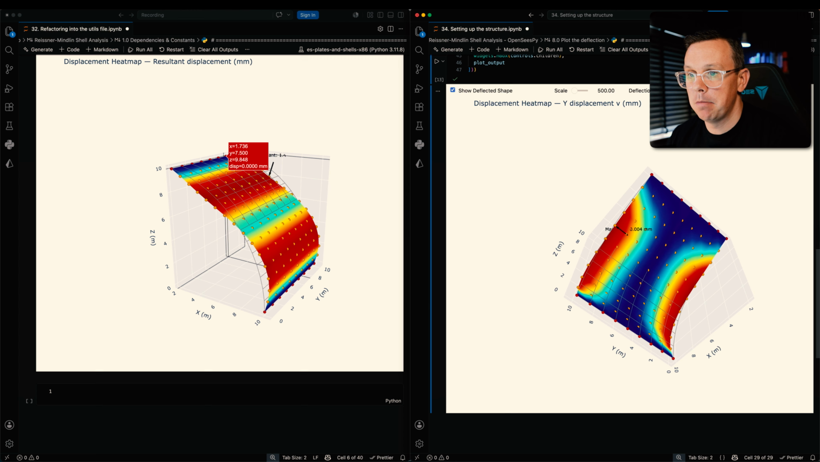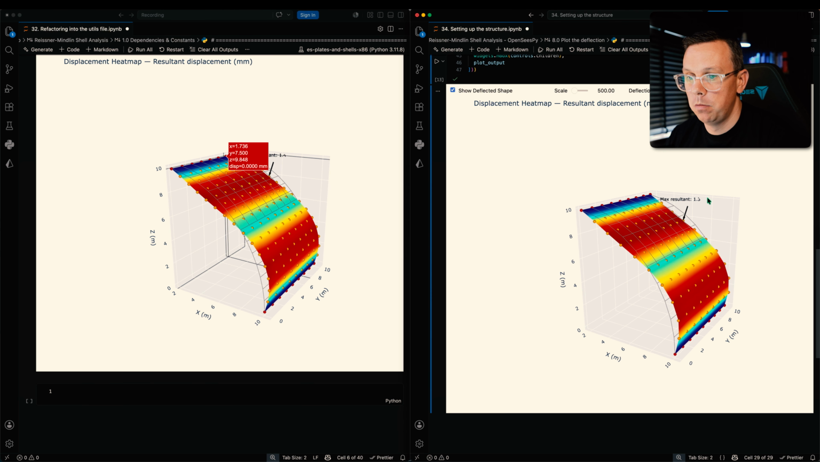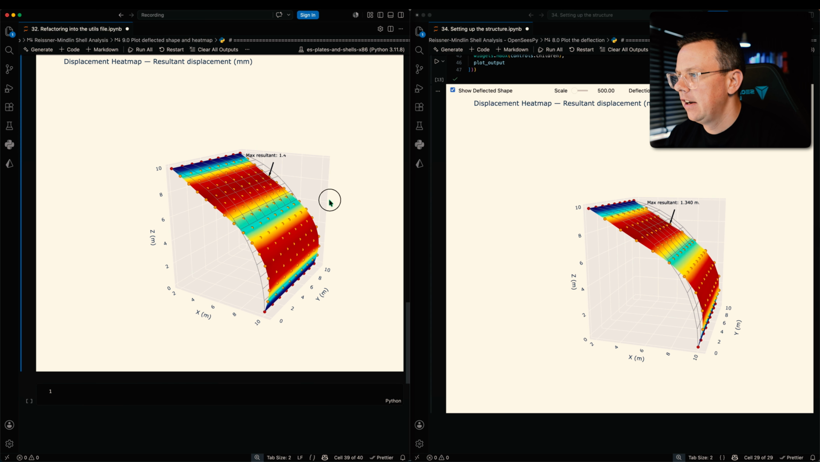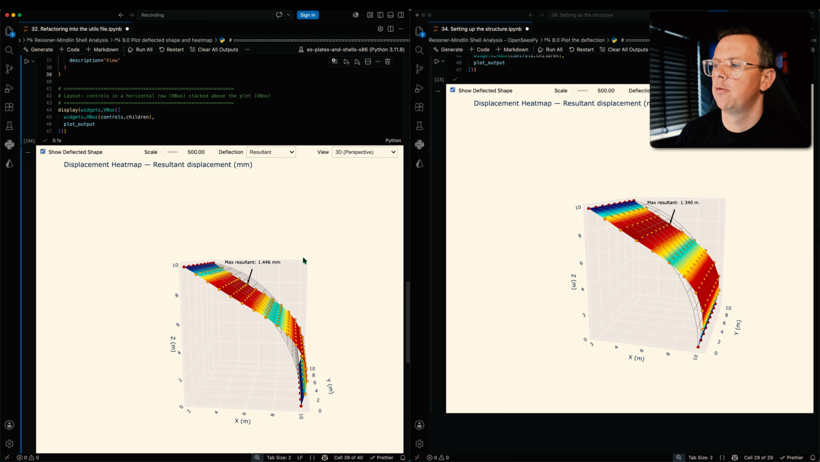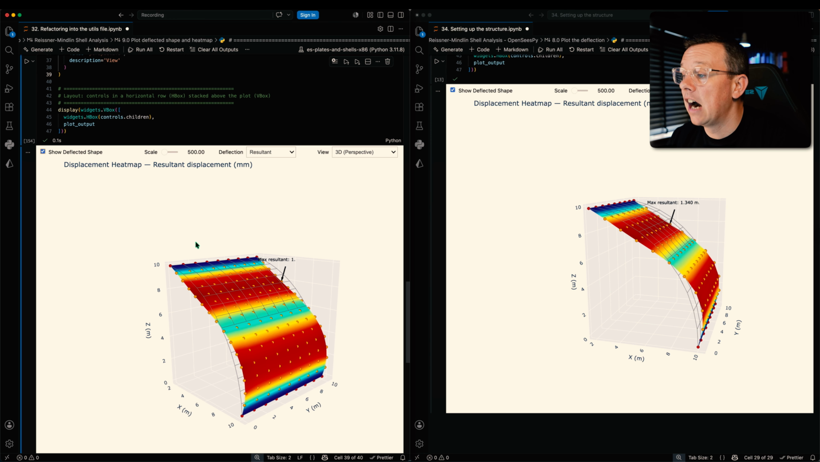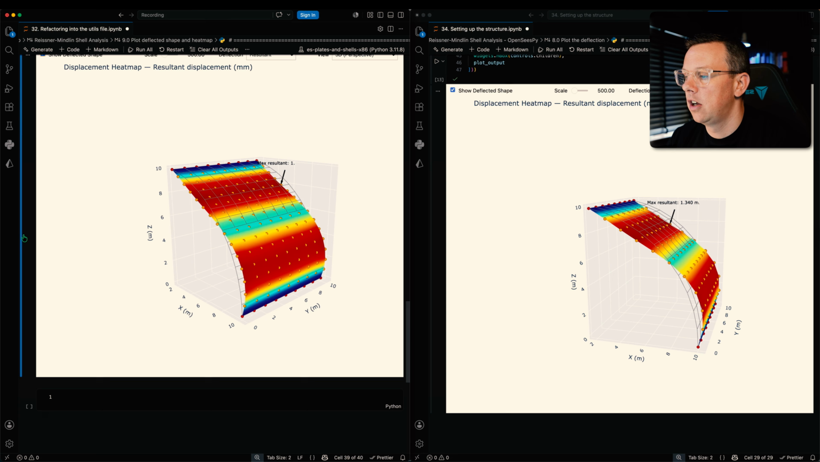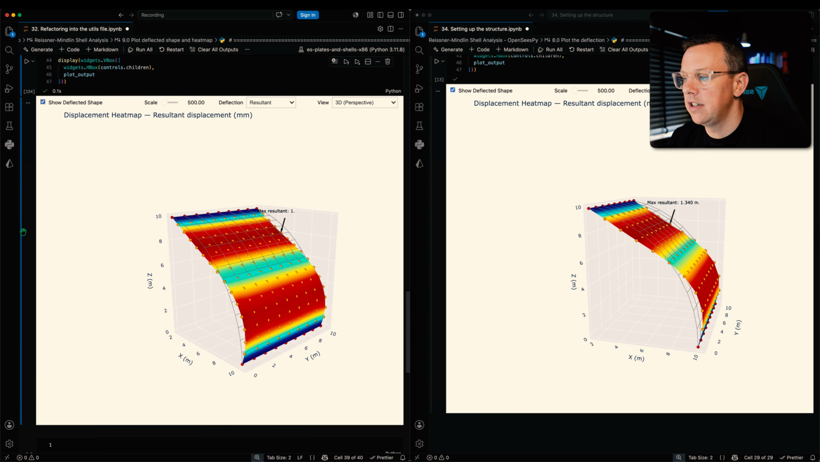So if I change that back to the resultant, we've got 1.34. Now, this is 1.446. So something funny is happening here, because the shape is looking okay, but the numerical agreement isn't quite as good as it was before. So there is something going on in our code. On the surface, it looks like it's all going well, but small changes in our input parameters are having a significant effect on the end result.